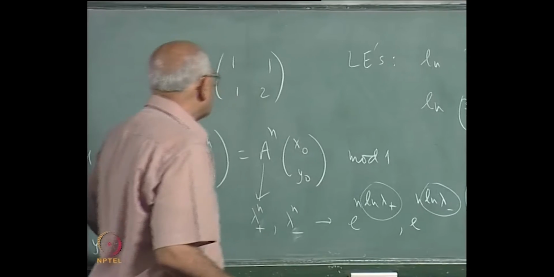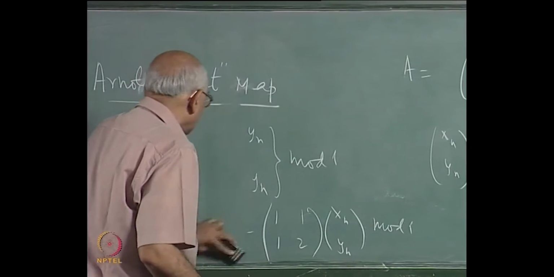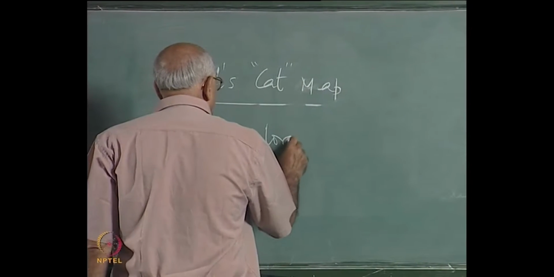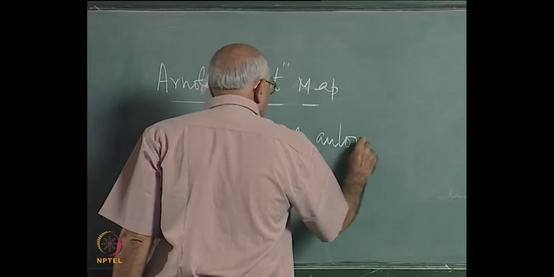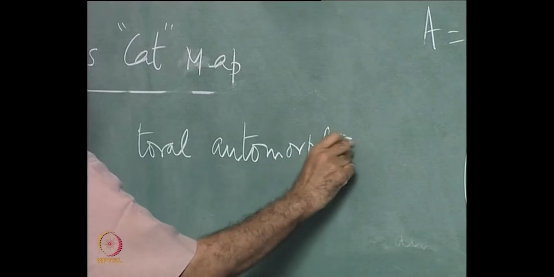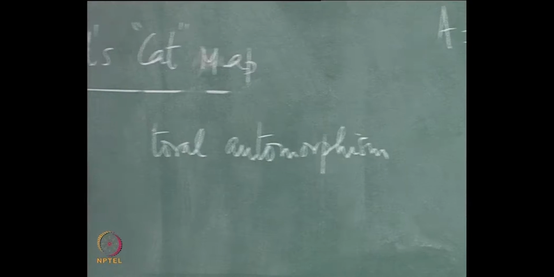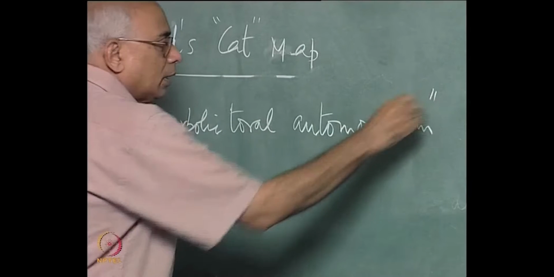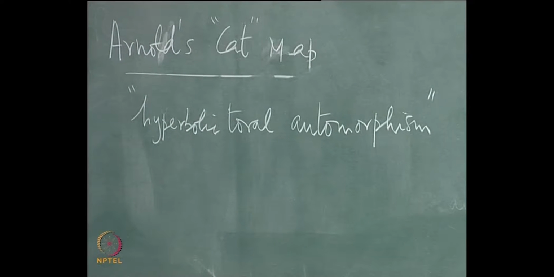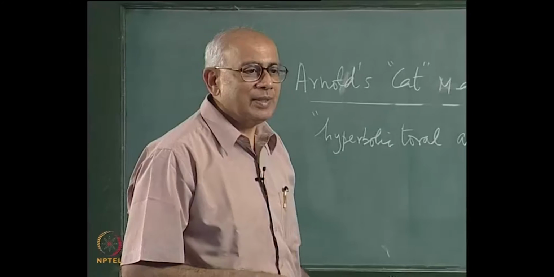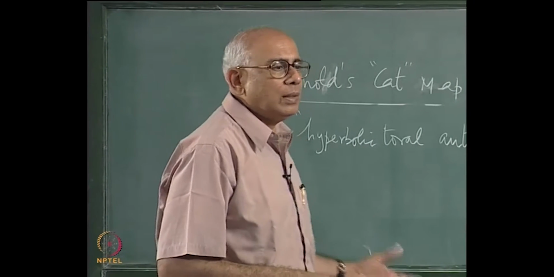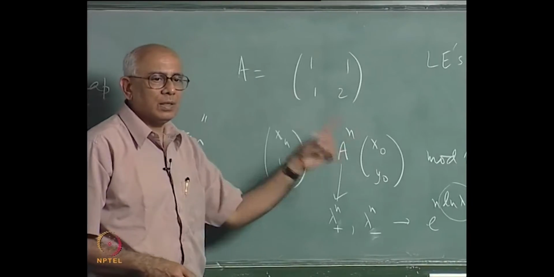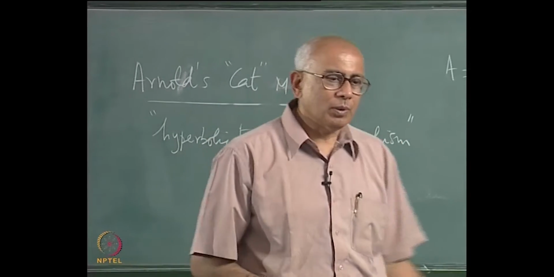Now because it is on a torus and because it maps the torus to the torus, it is called a toral automorphism, and because it is hyperbolic, no center manifold here, it is called a hyperbolic toral automorphism. And the name cat map is easier to handle, but this is not the only one. Any number of such maps could be constructed. You could put the integers down here such that the determinant is +1 and you end up with such an automorphism.